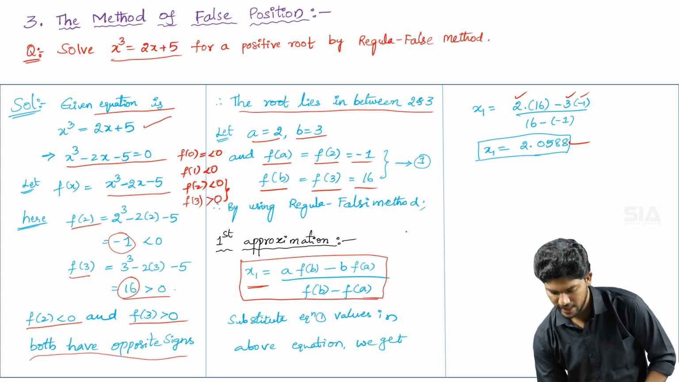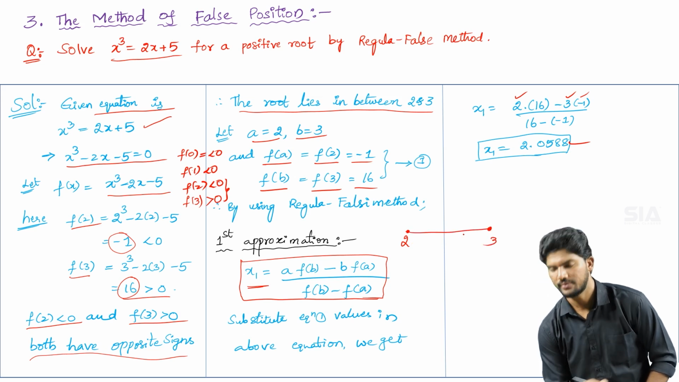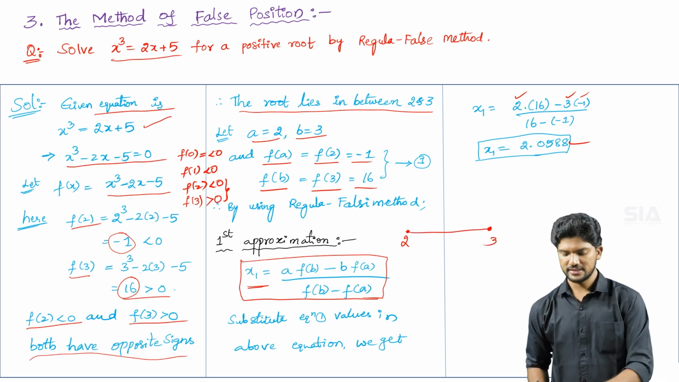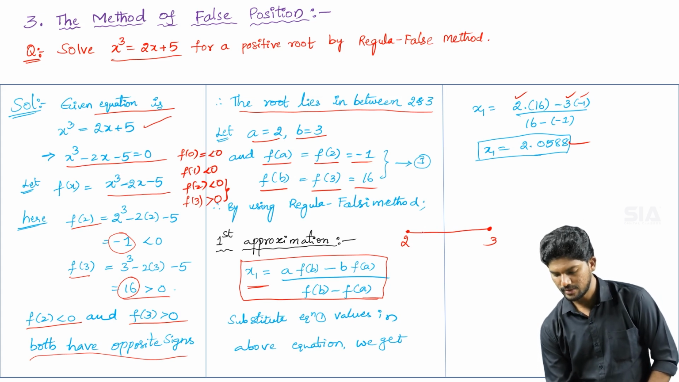So what are the initial approximations? a is equal to 2 and b is equal to 3. The required root exists in between them only. So therefore x1. For example, if you take x1 here, what is the x1 value?